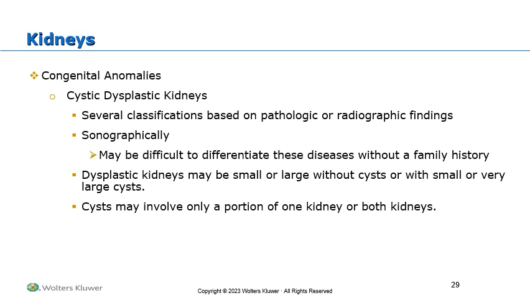Some of them are going to be genetically passed down through generations, and so having that family history can be very, very helpful. A lot of the signs of these different dysplastic kidneys are going to overlap, and so it's going to be hard to determine which one.